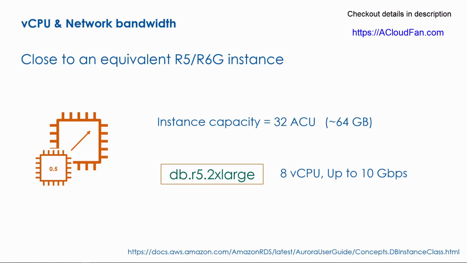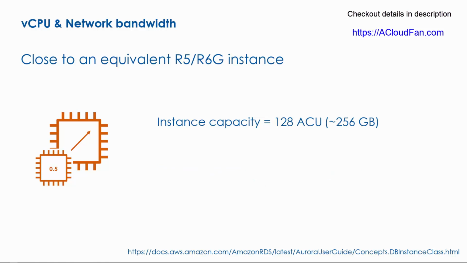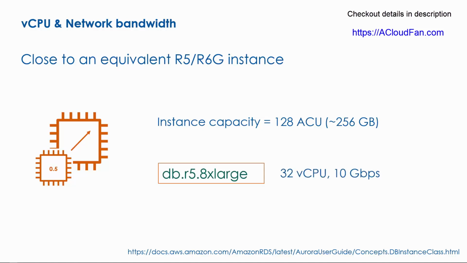Let's look at another example. Let's say the maximum capacity of the instance is 128 ACU, which is equivalent to approximately 256 GB of memory. Comparable DB instance class is R5 8xlarge that has 32 vCPUs and a network bandwidth of 10 Gbps.